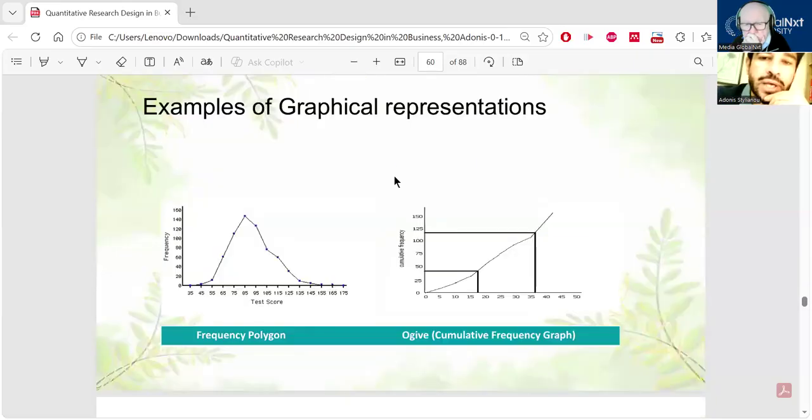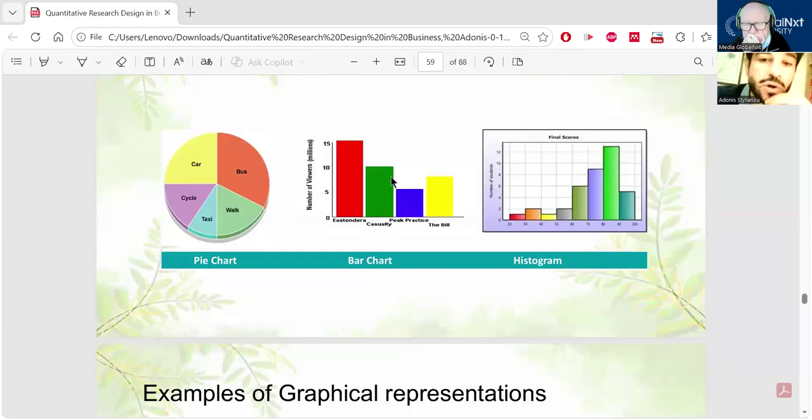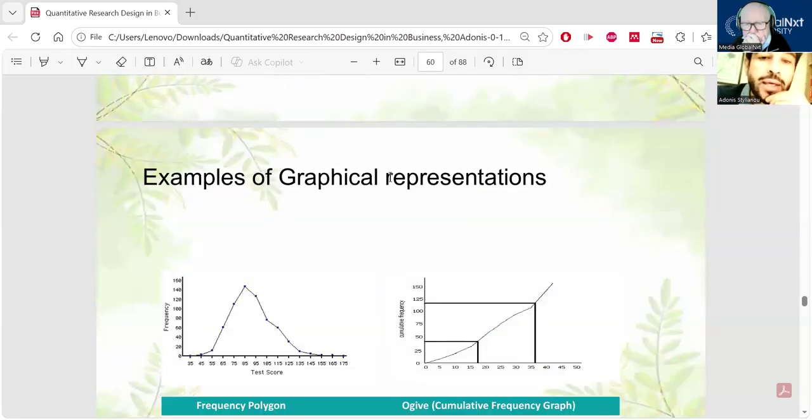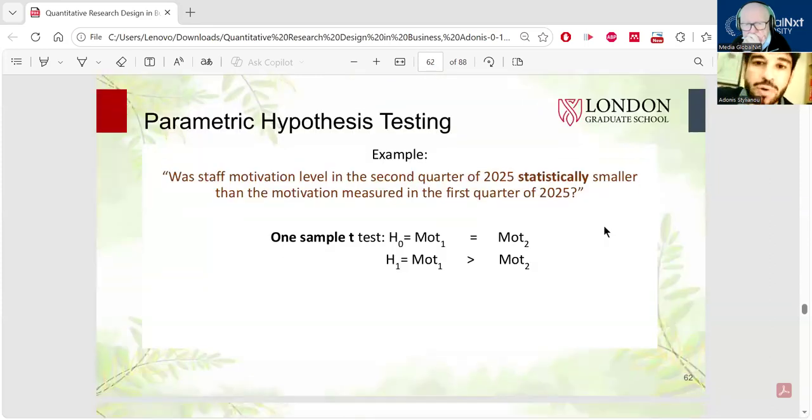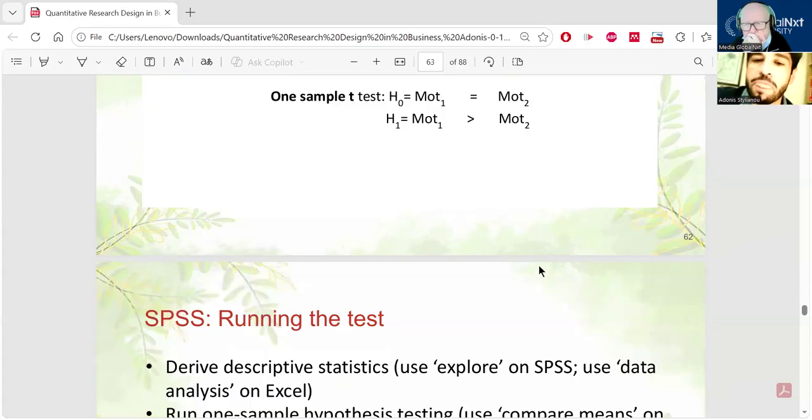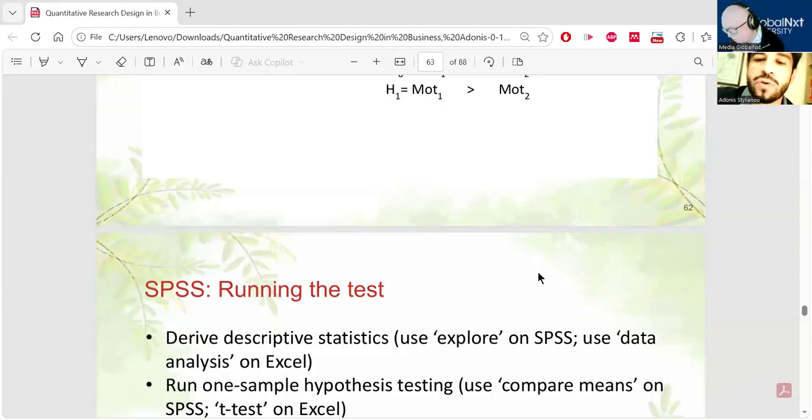Graphical representations, descriptive statistics only. And here I have a hypothesis testing, which is relevant. A very simple t-test, but every test, really, the process is exactly the same, especially on SPSS. Was staff motivation in the second quarter of 2025 statistically smaller than the motivation measure in the first quarter? You structure the hypothesis, the null hypothesis versus the alternative, and you calculate from the output.